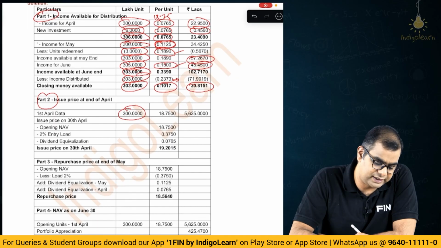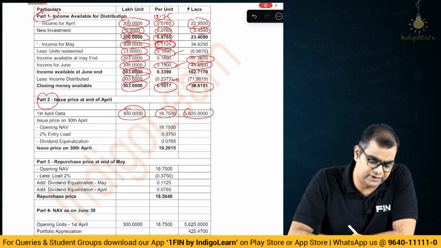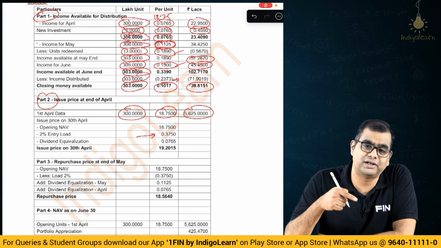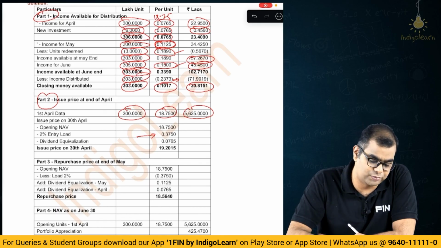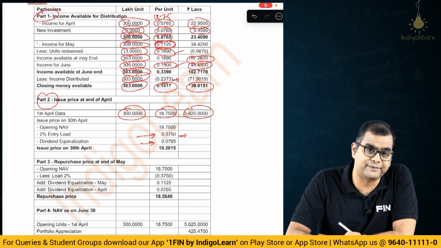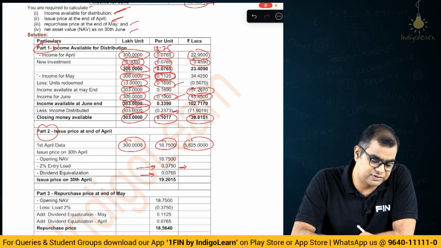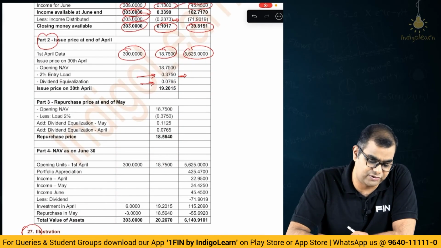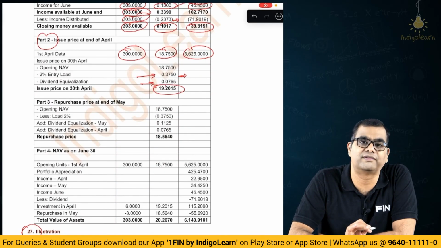Opening, you had 300 and your NAV was 18.75. Total value: 18.75 into 300 is 5625. Then you add 2% entry load. Why? Anyone coming in now has to pay an entry load. How much is 2% of 18.75? 0.3750. Then you also add dividend equalization, because new people are coming in and have to pay it, which you already found out, 0.0765. You get a total issue price of 19.2015.